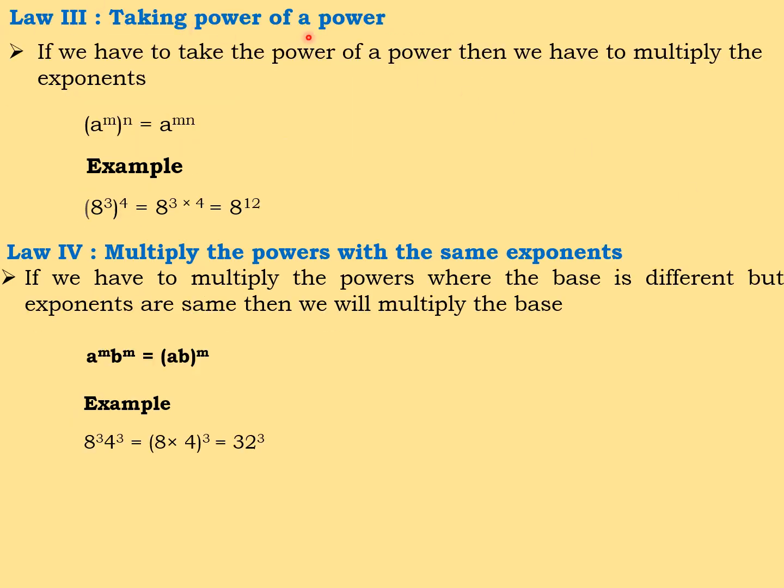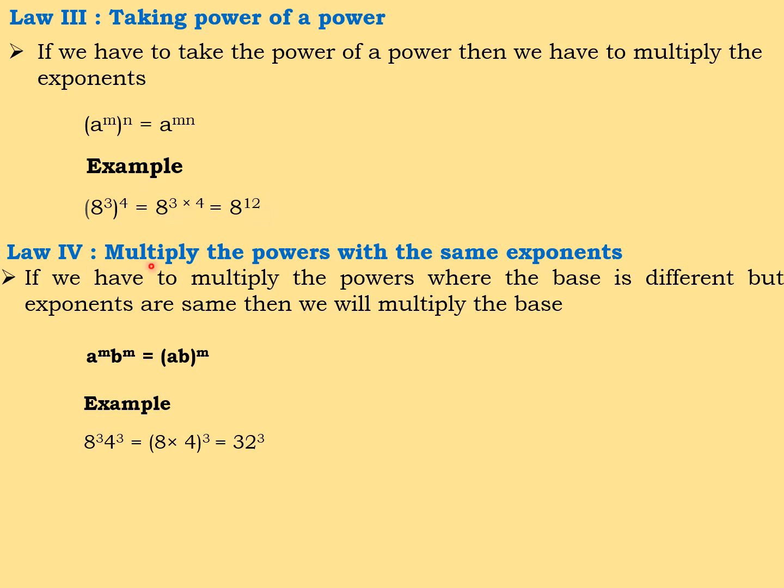Law 3, taking power of a power. If we have to take the power of a power, then we have to multiply the exponents. a to the power m in the bracket to the power n means a to the power m into n. For example, a to the power 3 to the whole power 4 means what? It means both the powers will be multiplied. a to the power 3 into 4, that is a to the power 12.